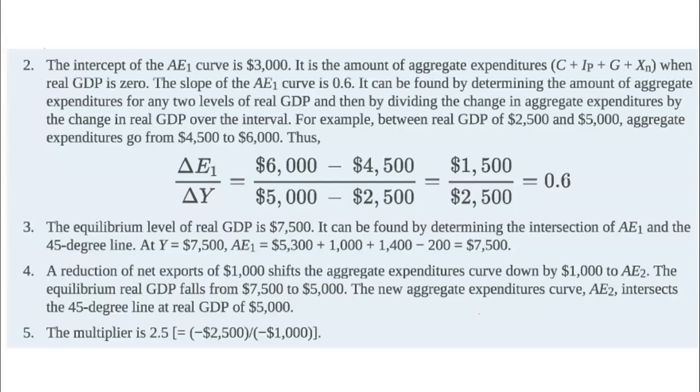And then number 5, our multiplier is 2.5. The total change in GDP dropped by $2,500, divided by that initial change of 1,000. Or if we were looking at the marginal propensity to consume, you would say 1 divided by 1 minus 0.6, which is 1 divided by 0.4, which is equal to 2.5.